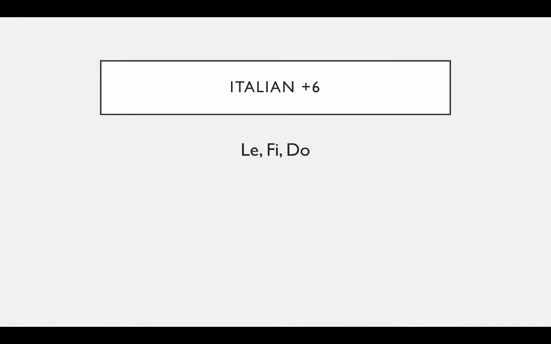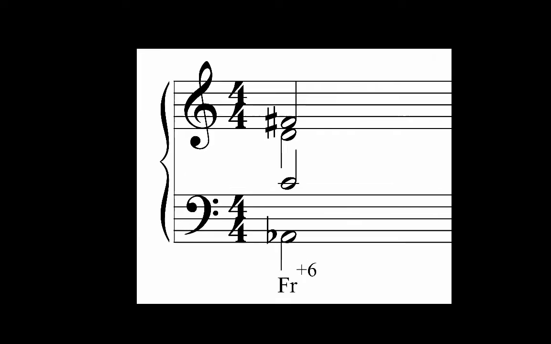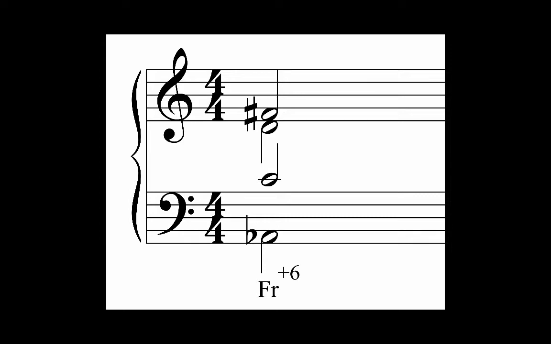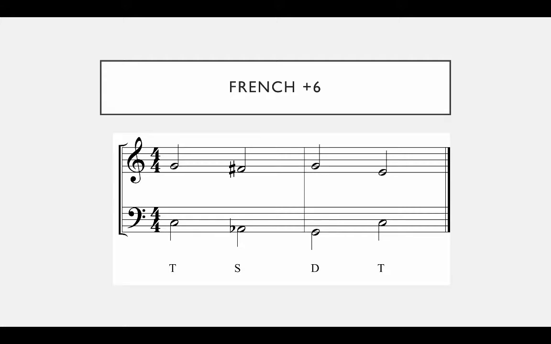The French augmented sixth chord is for four voices. You are going to maintain le and fi in the outer voices, do in a third voice, and the fourth voice will have re. Keep your template the same. You can see in our augmented sixth chord, le and fi remain.